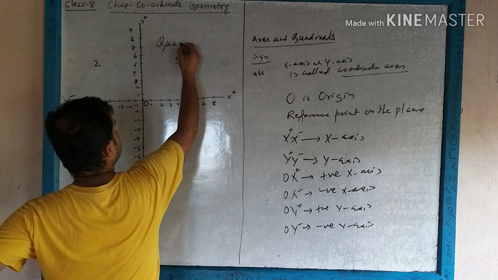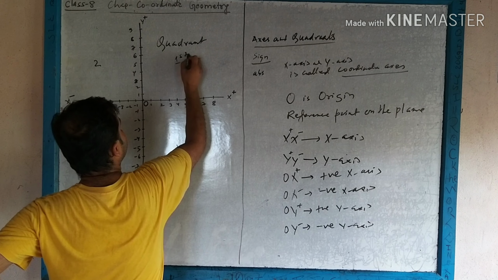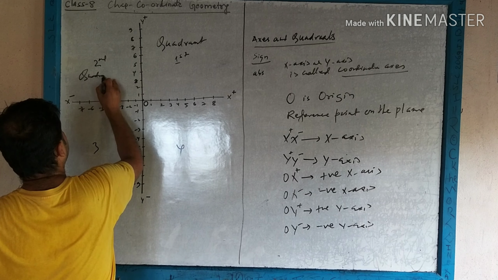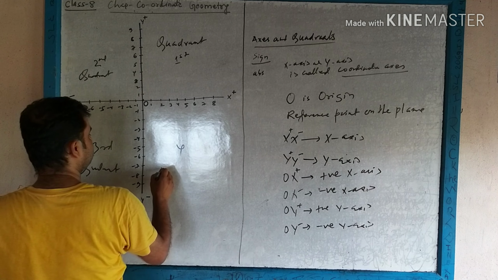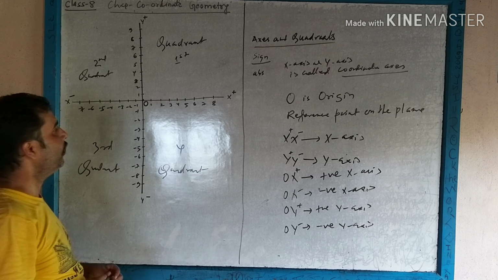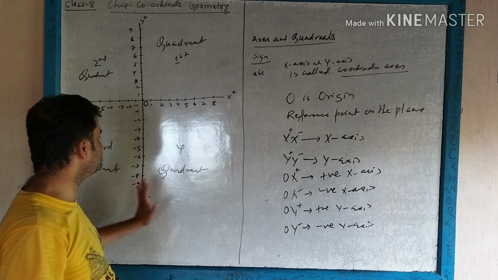And each part is called a quadrant. So this is the first quadrant, this is the second quadrant, this is the third quadrant, and this is the fourth quadrant. Altogether we have four quadrants: first quadrant, second quadrant, third quadrant, fourth quadrant.